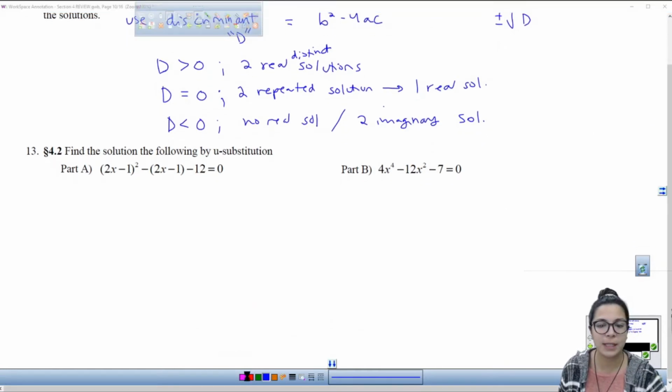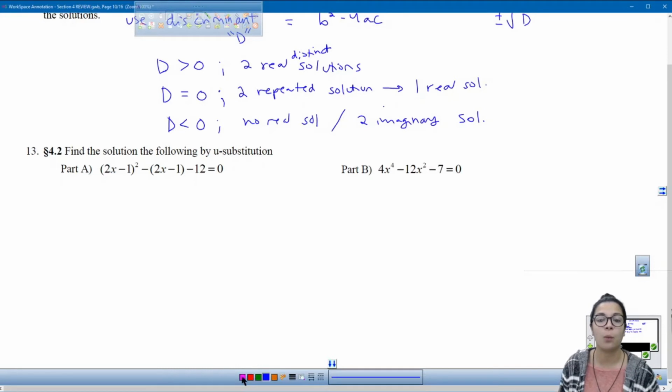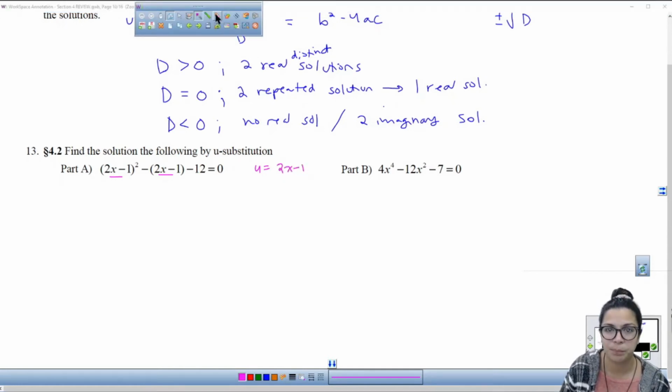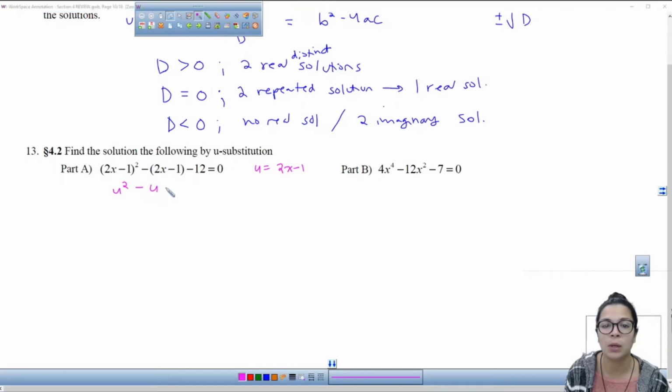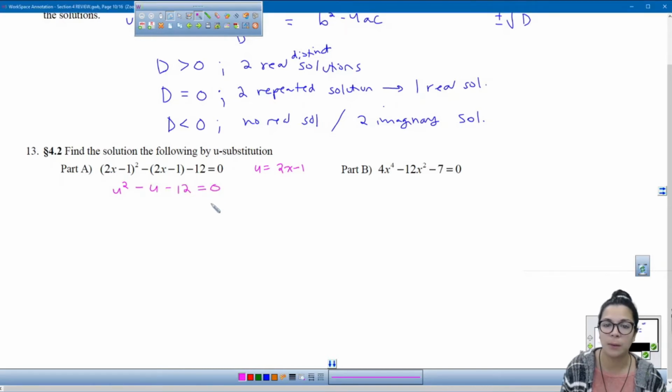All right, for number 13, let's go ahead and solve by U-substitution. Okay, for part A, this is much easier because what is inside the parentheses is what U equals. We need to figure out what U equals first so that then we can replace that thing with U. So U in this case would be what we see repeated here, which is the 2x minus 1. So now that U equals 2x minus 1, I can replace it and write U squared minus U minus 12 equals 0.